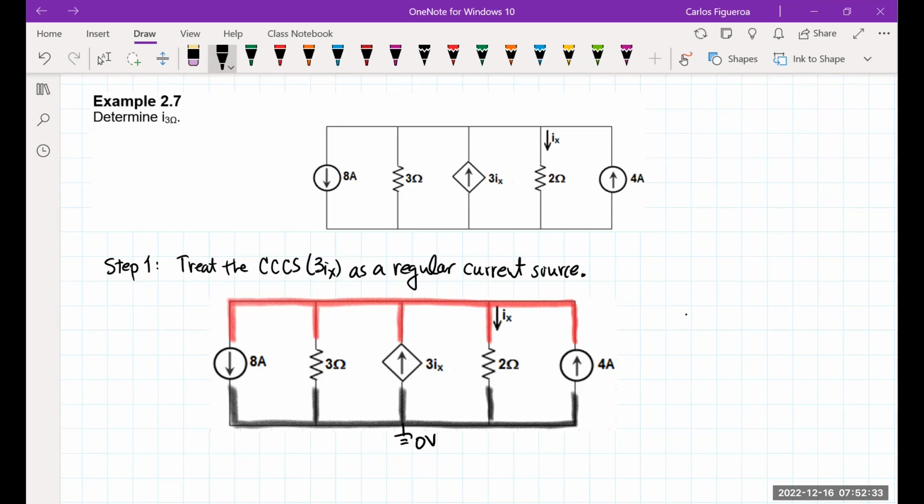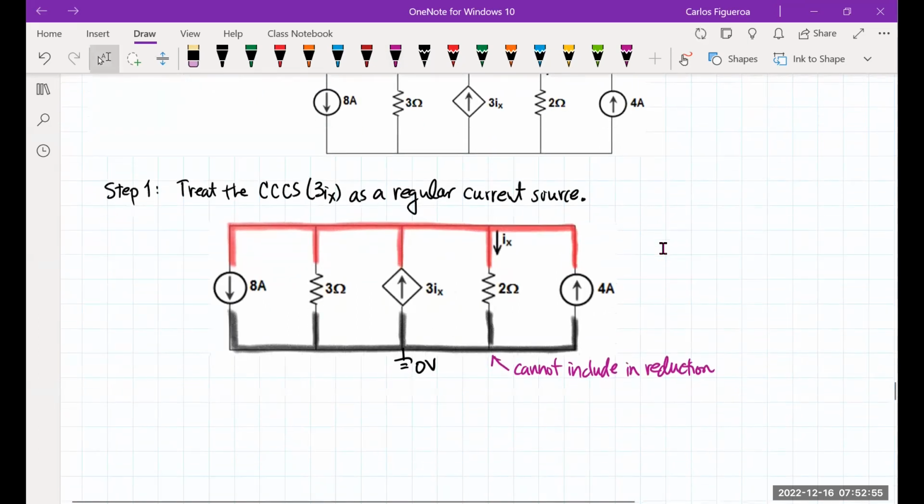The one thing that I cannot do is include this element in the reduction here, because then I lose all that information on Ix. So here we go.